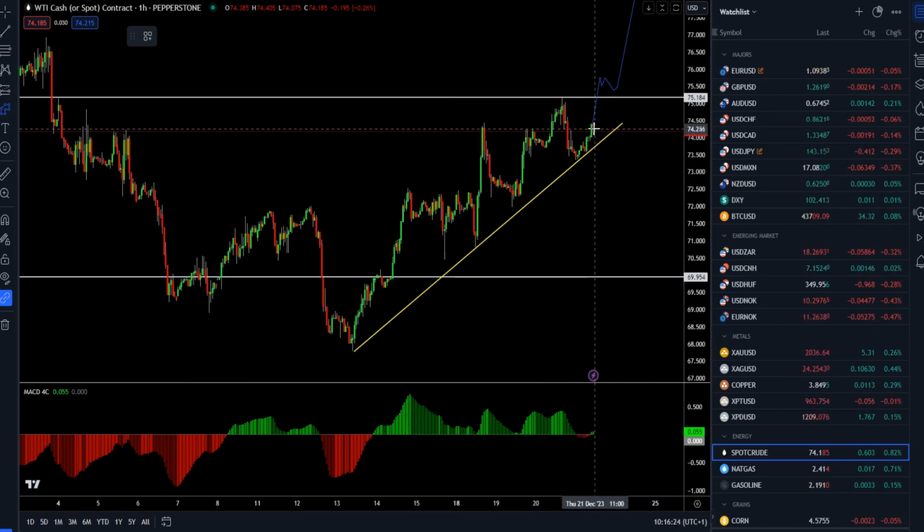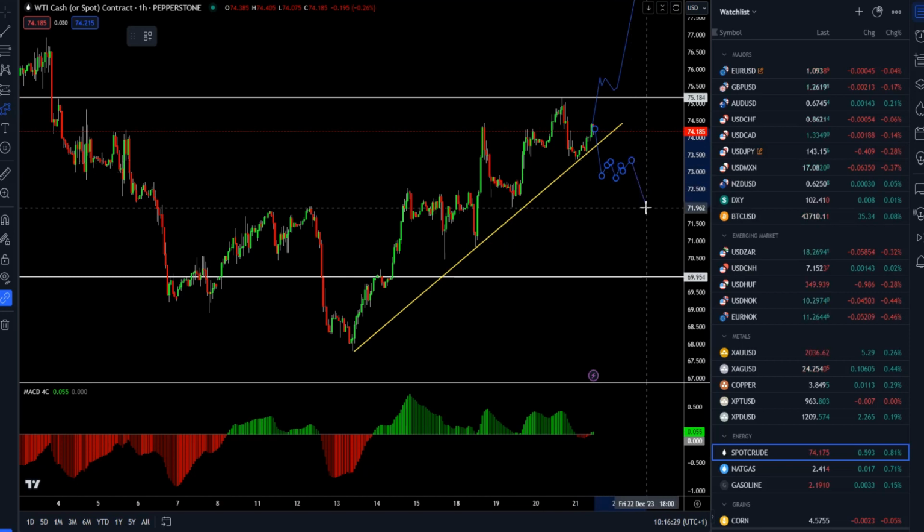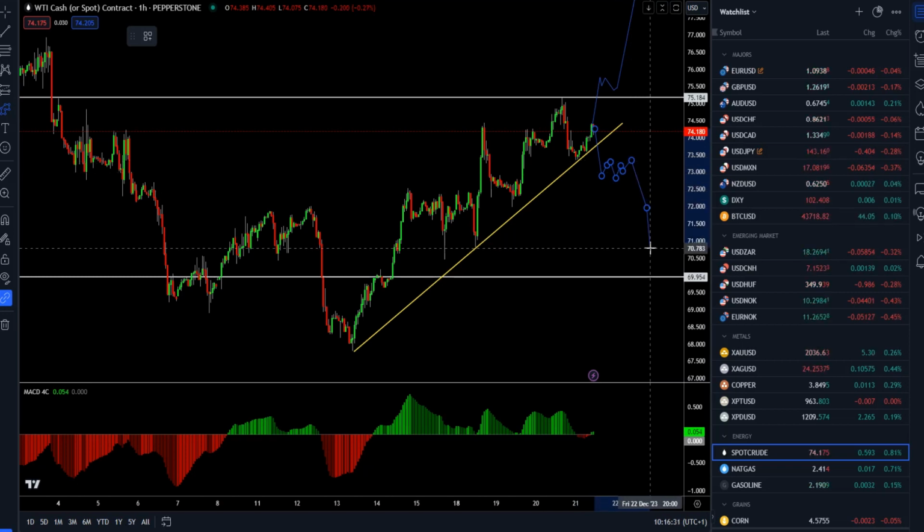The downside scenario, if market can clear the low at 73.28 and hold below, then there is a chance for 71.95 or even 70.75 to be on the test.